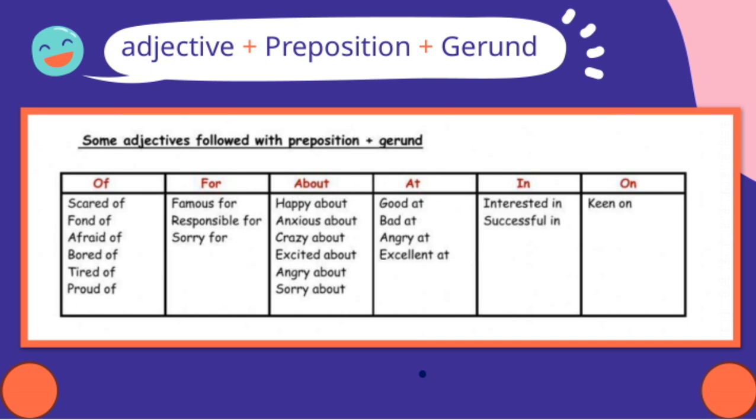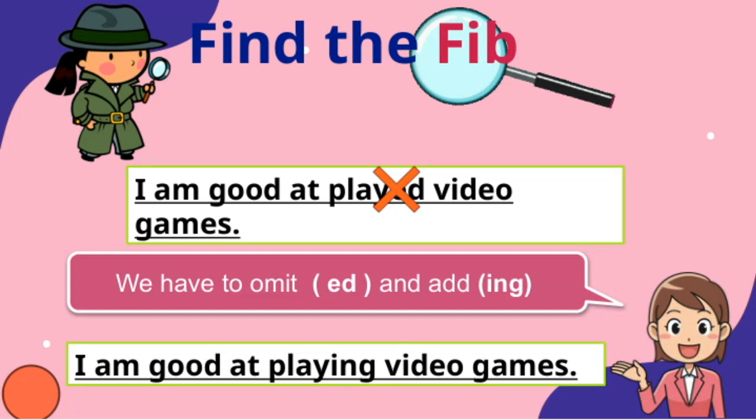So, when you're describing how you feel about something or what you're good at, think about using this pattern. It's a great way to connect your emotions or qualities directly to the actions you're discussing, which makes your language more expressive and dynamic.